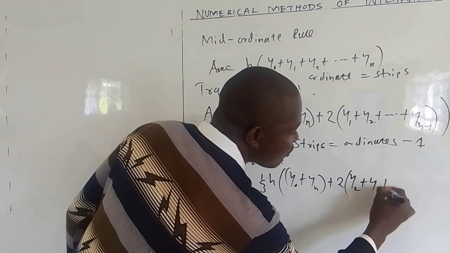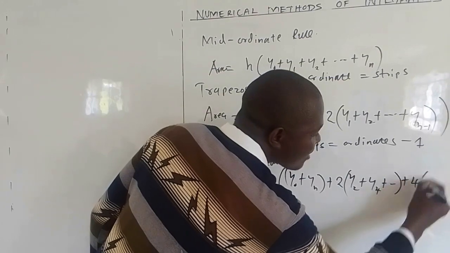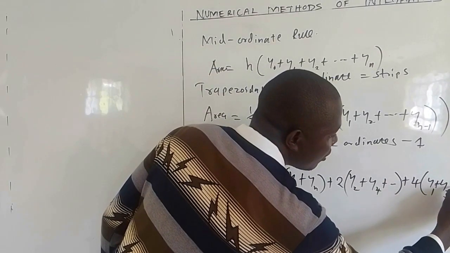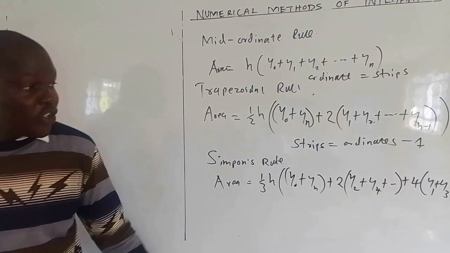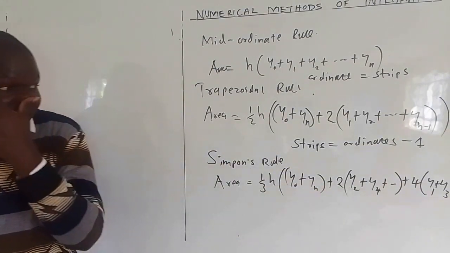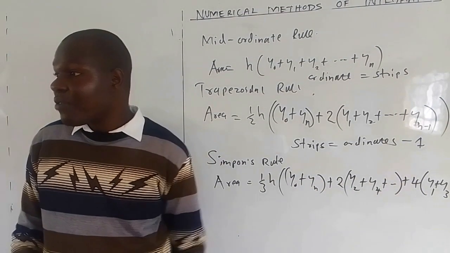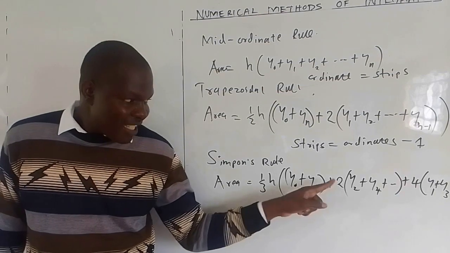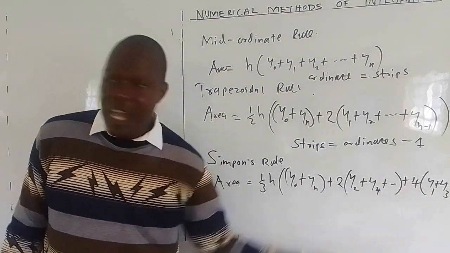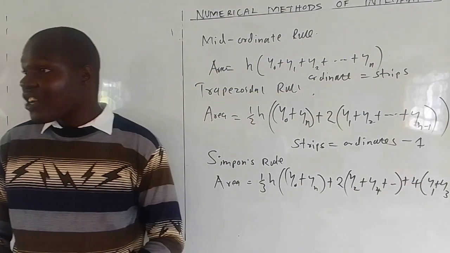Twice the evens, y2, y4 in that order, then plus 4 times the odds. You see, twice the evens and 4 times the odds. For you to note which one will be twice and which one will be 4 times, you can master it by saying 2 times 2 is 4, 4 times 1 is 4. So 4, 4. That is easier to master.